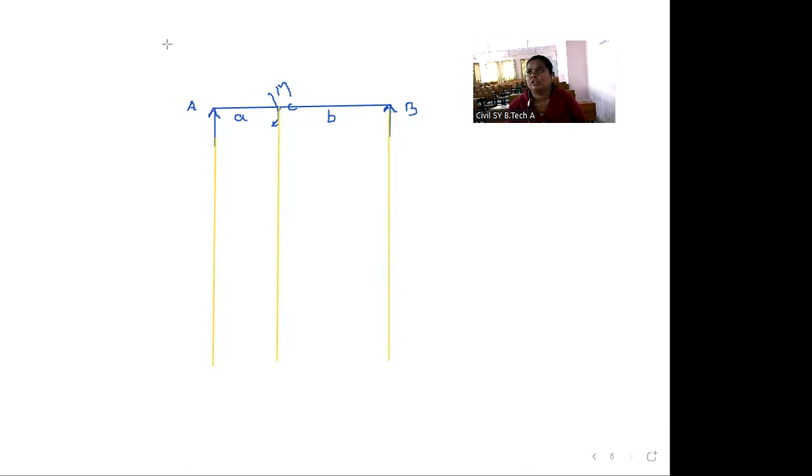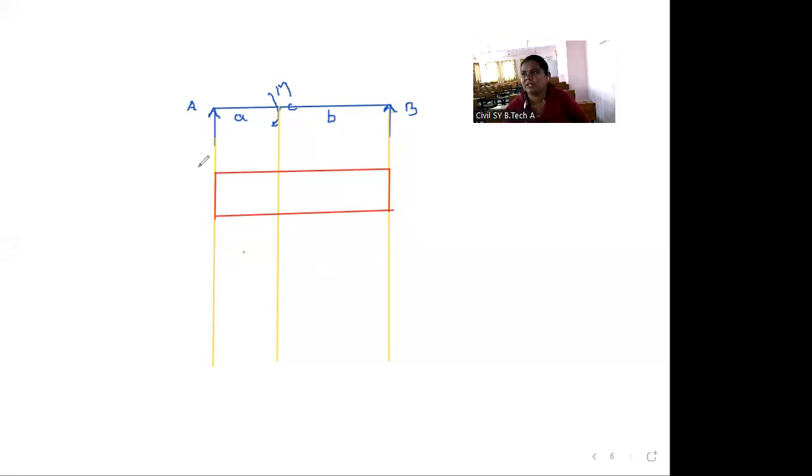First we will draw the shear force diagram and then the bending moment diagram. So first we draw the baseline. All values of shear force are negative, so our diagram is below the baseline. Shear force at A is minus M by L and shear force at B is again minus M by L. So the shear force diagram is rectangular in nature, but the whole is in negative.